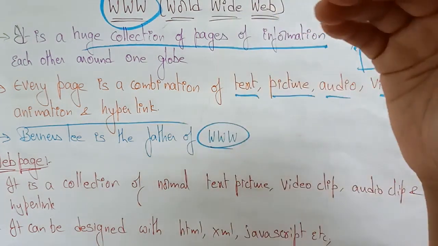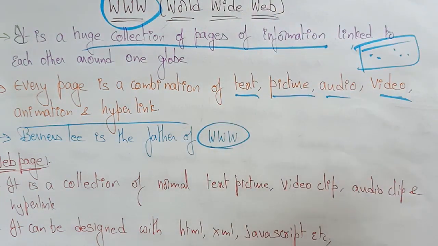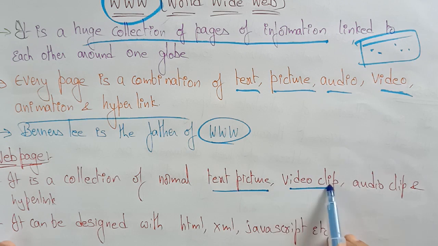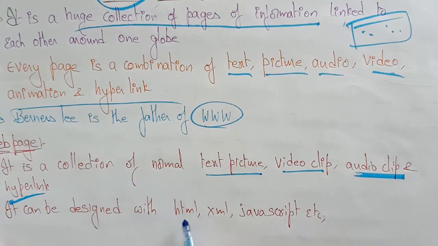Now let's see the web pages. What is in the World Wide Web? We are accessing the web. So what is a web page? A web page is a collection of normal text, pictures, video clips, audio clips and hyperlinks. It can be designed with HTML, XML or JavaScript. So how are you going to create web pages? In Notepad or any other software provided, you design a page with HTML, XML or JavaScript, etc.